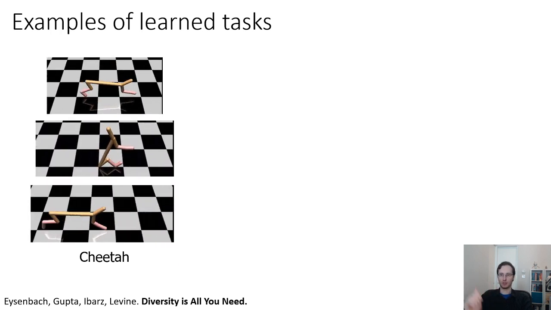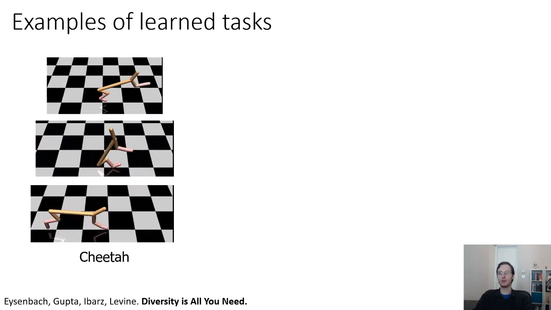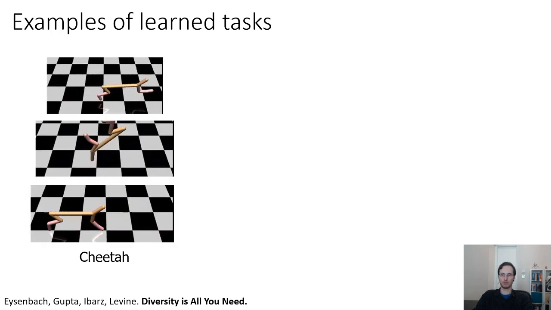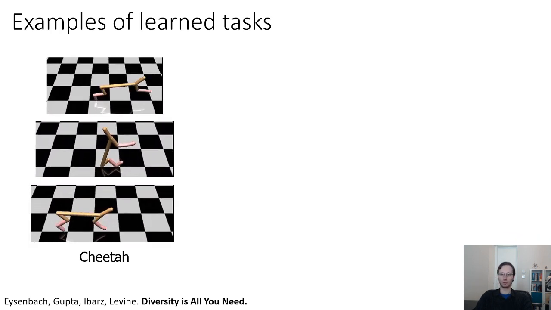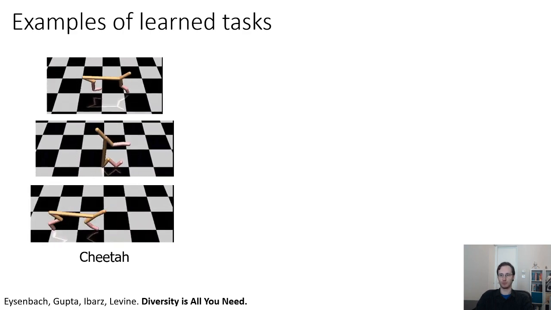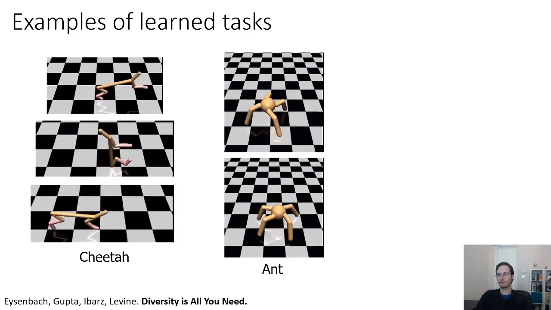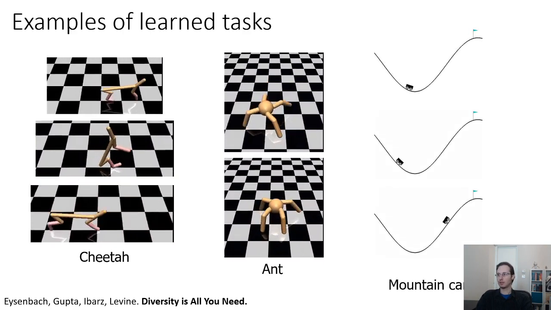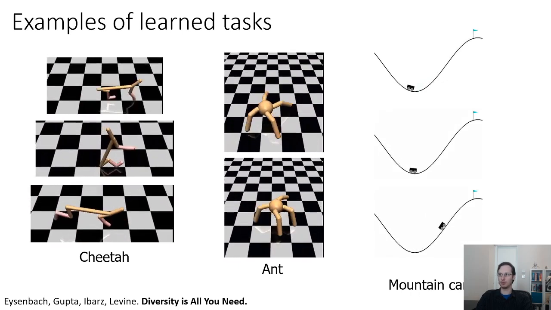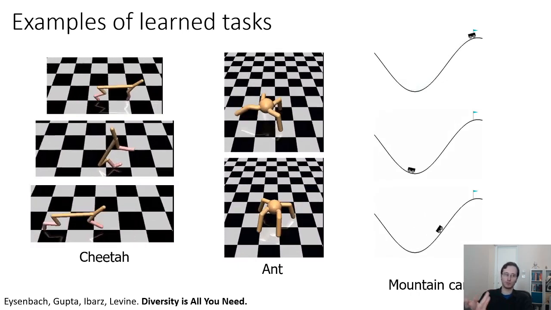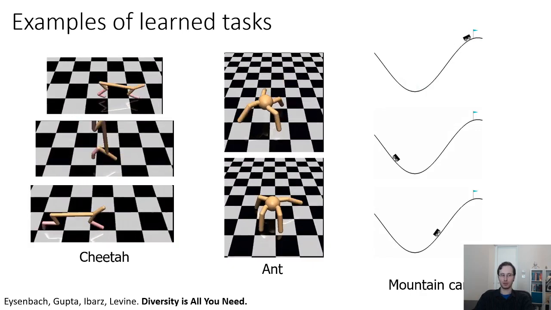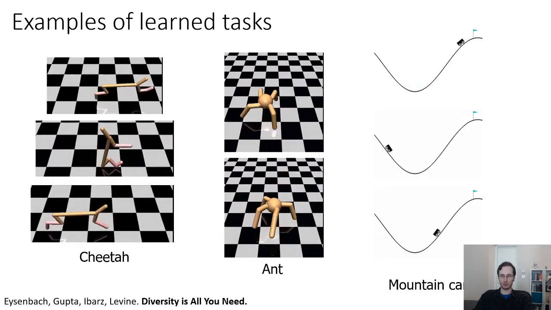So if I told you that the backflip is skill number 2, the forward run is skill number 1, and the backward run is skill number 3, then just from looking at a still picture of this, you could probably guess which one of these it was doing. Same thing for the ant. Same thing for other environments. For mountain car, some of the skills actually just perform and solve the task. So it seems like this is a viable way to get diverse skills.